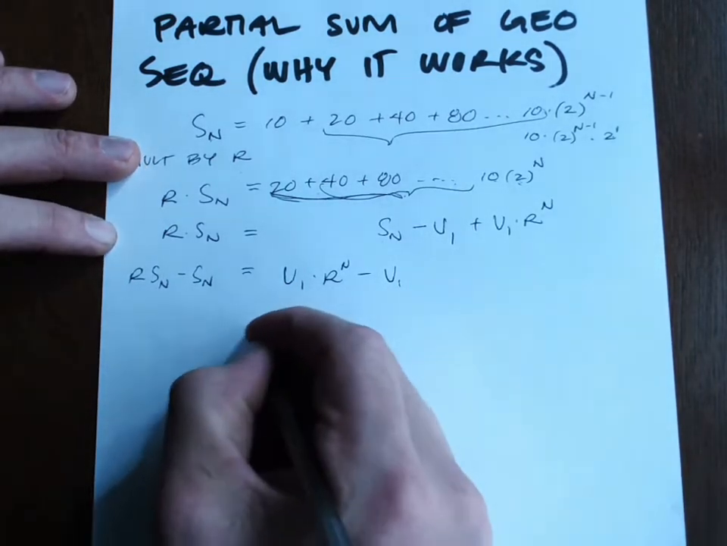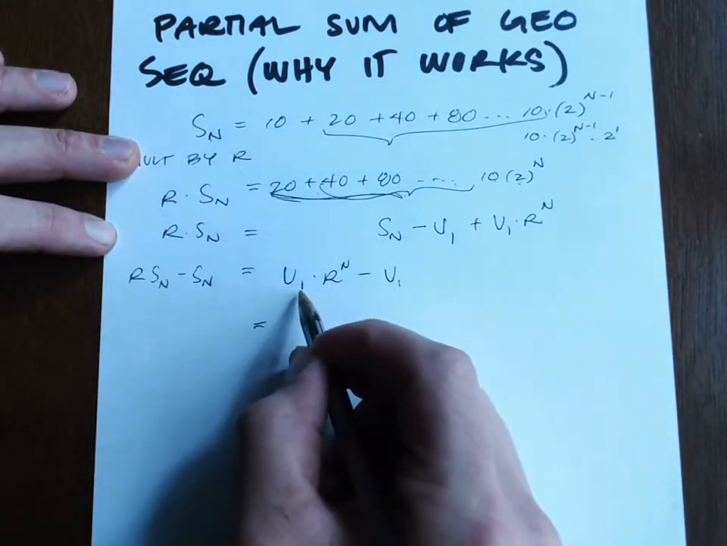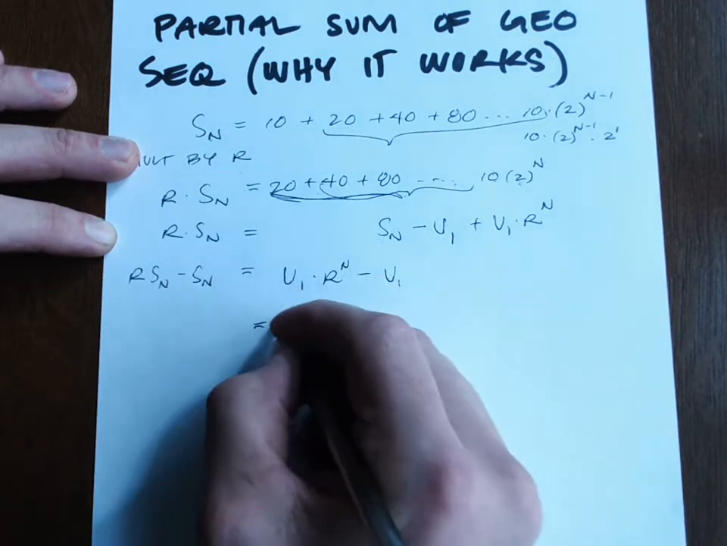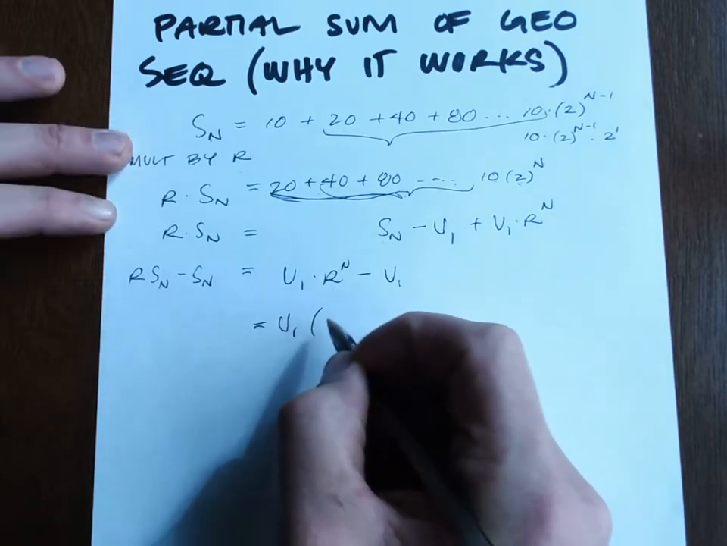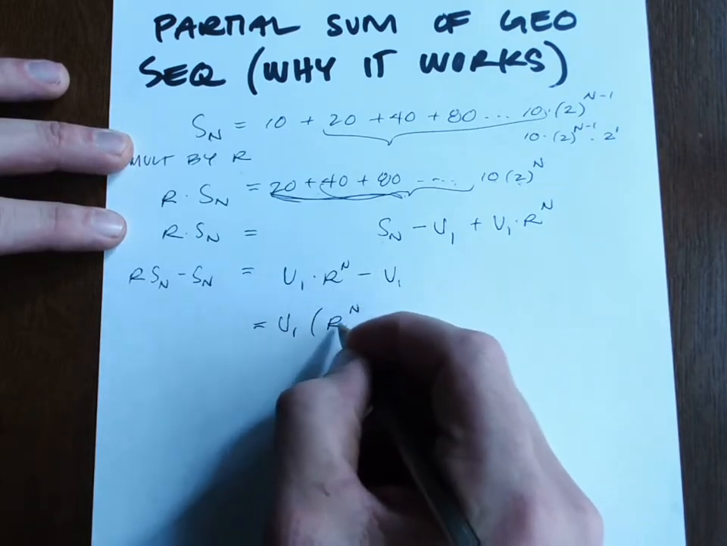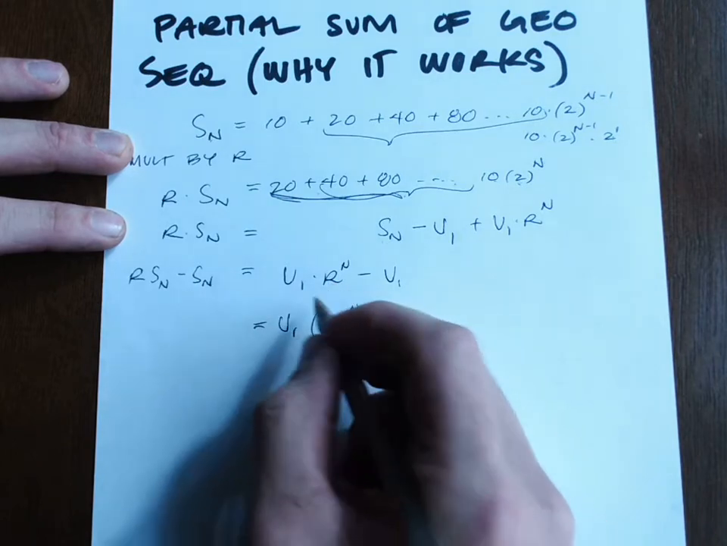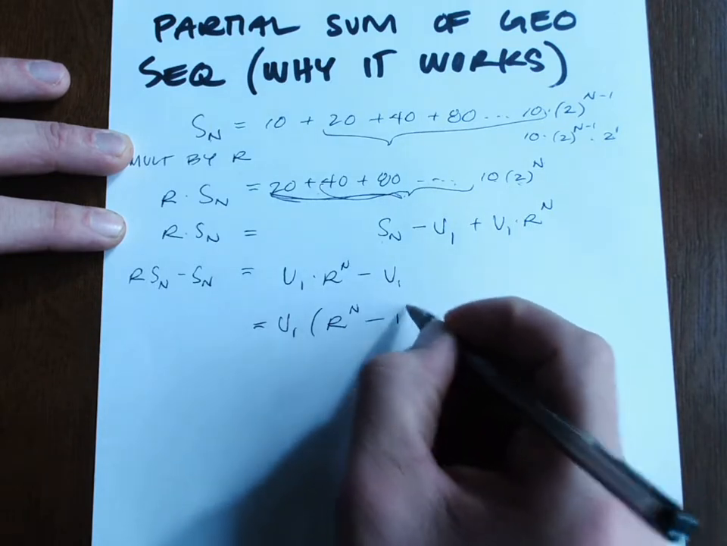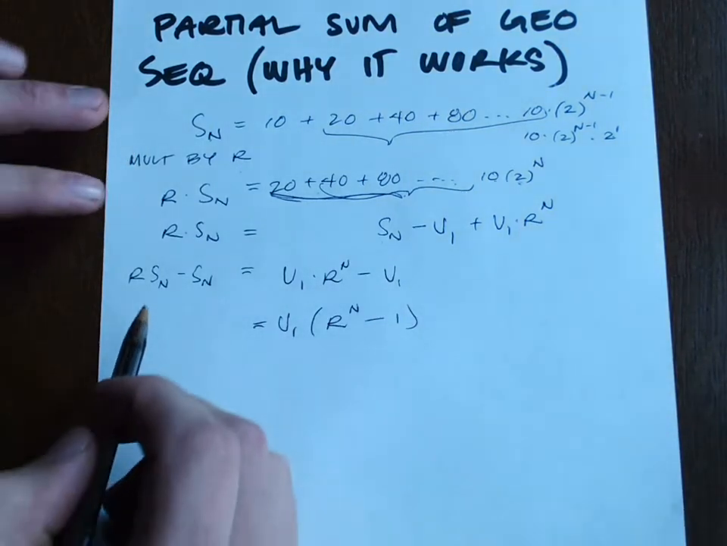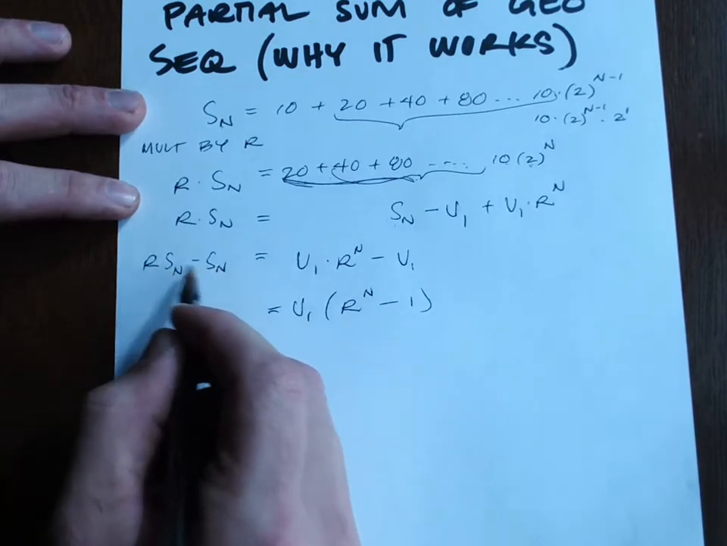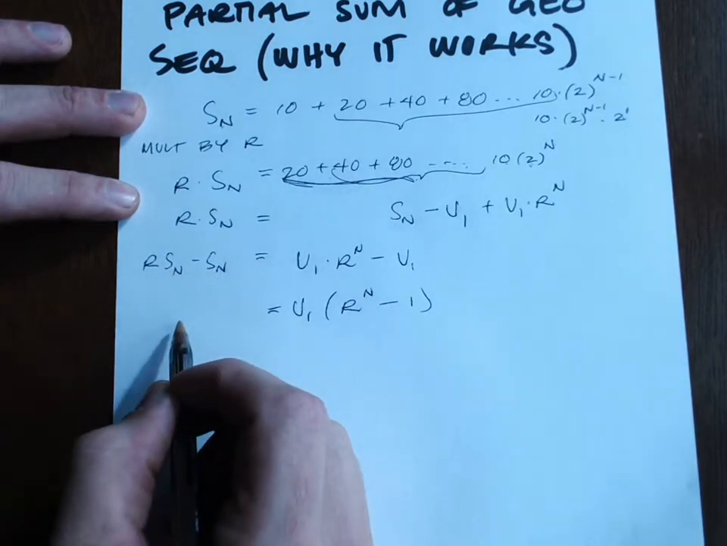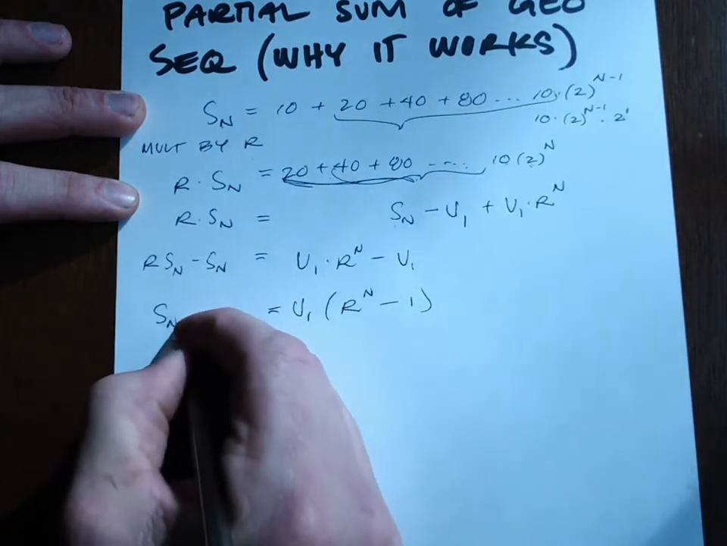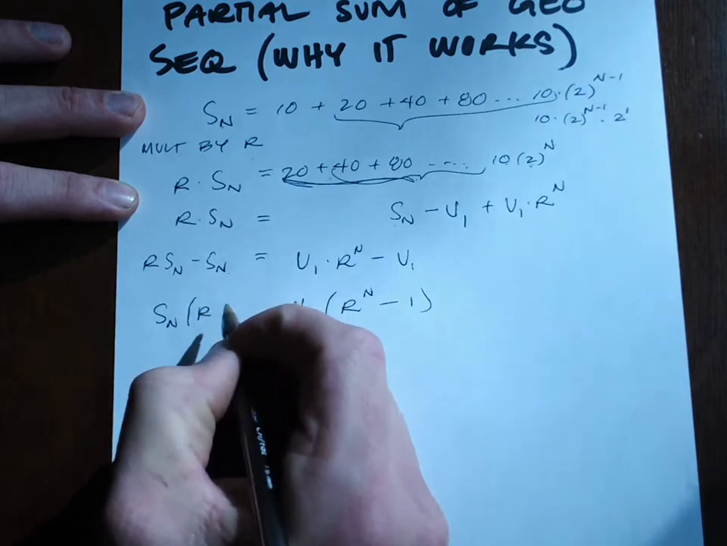And now the next step is to factor. Noticing here on the right-hand side, both of these terms have a greatest common factor of u1. So let's factor that out. Essentially undistribute a u1, and the remaining amount from the first term is r to the n. If you divide a u1 out of the second term, it would be minus 1. Similarly, on the other side, the greatest common factor is Sn, and we can divide out an Sn, and the remainder is r minus 1.